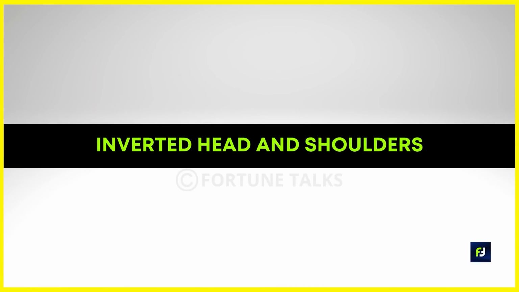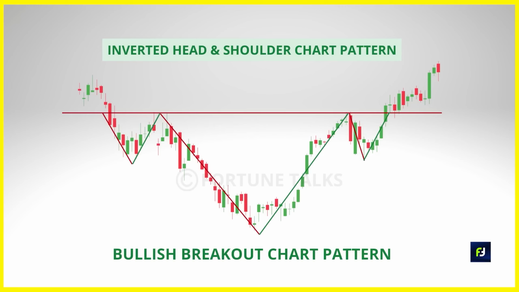Moving on, the inverse head and shoulders, or inverted head and shoulders, or reverse head and shoulders pattern is a bullish reversal chart pattern that signals that the buyers are in control. It is just like a mirror reflection of the head and shoulders pattern.